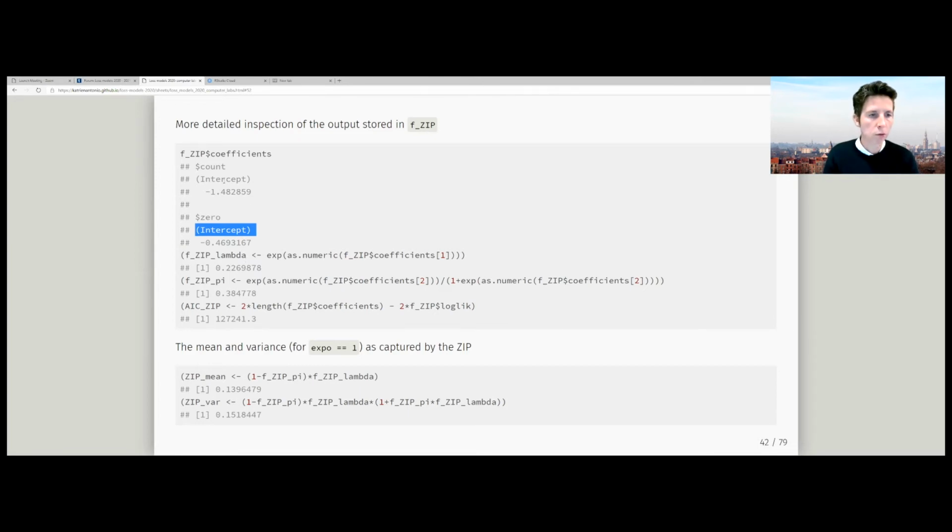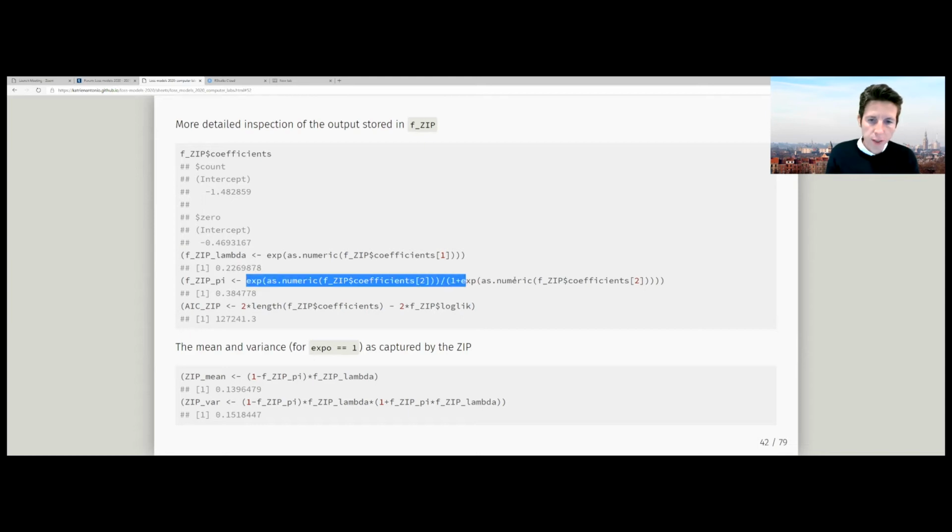So for example, in order to go from this intercept from the count model to my lambda, which is the expected annual claim frequency in my original Poisson count model, what I need to do is take the exponential of this first coefficient. And then I get a value of 0.2269, right? So it's really a different lambda value compared to what we had with the fit of the Poisson and the negative binomial, because of course now we have a very different specification.